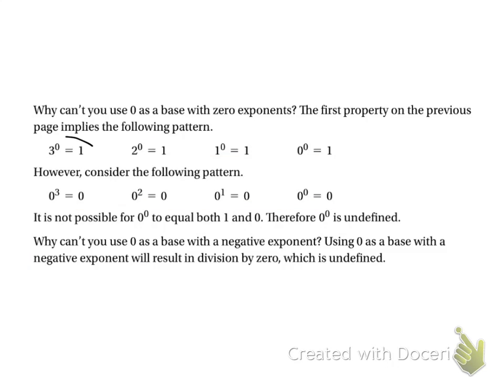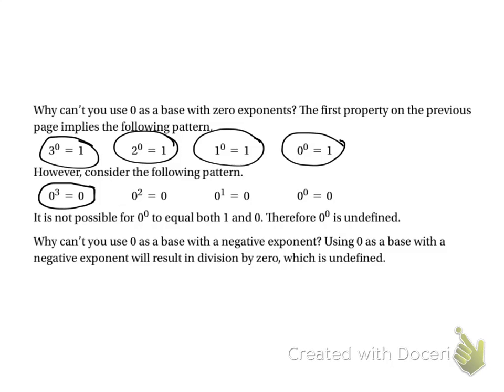So if we take 3 to the 0, we get 1. If we take 2 to the 0, we get 1. If we take 1 to the 0, we get 1. So when we take 0 to the 0, we must get 1, right? But think about this. When we take 0 to the third, 0 times 0 times 0, we get 0. We take 0 squared, which is just 0 times 0, we get 0. 0 to the 1 is just 0.